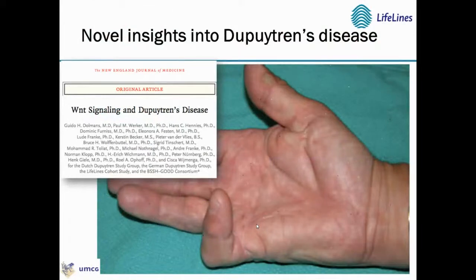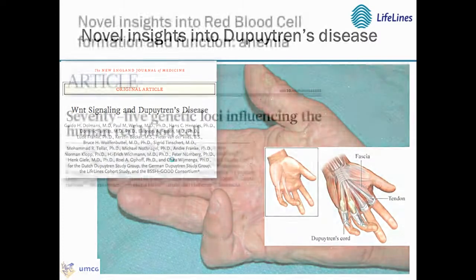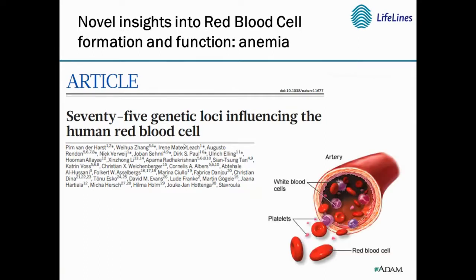And not only did we participate in these consortia, a number of consortia or studies were also led from the UMCG. The first example was the very successful GWAS study of Dupuytren's disease. It was just published in New England Journal of Medicine in 2011. Another one was a publication in Nature, led by Pim van Harst from cardiology, and colleagues, looking at loci for influencing human red blood cells.